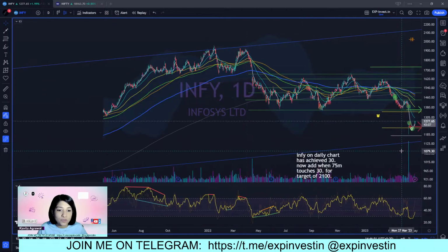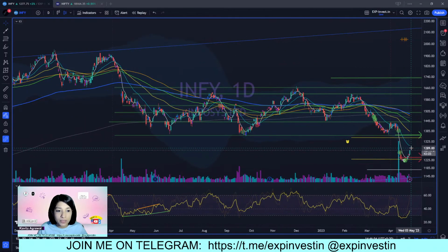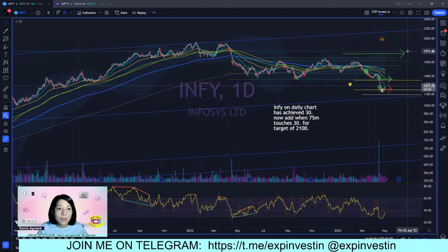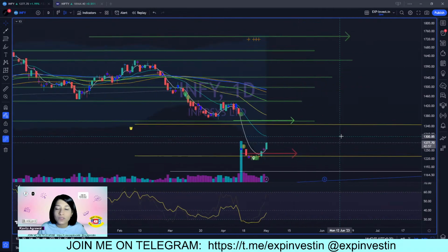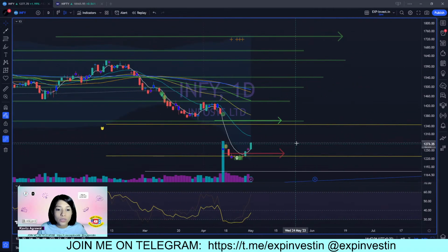Actually, that might be achievable in the next couple of weeks from the momentum that Infosys is catching on. But my overall target is at the level of 1730, and I believe this target should be achieved in the next 1 year. So that would be my advice to you, that go ahead and create positions in Infosys.